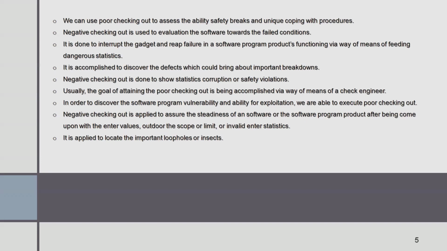It is done to interrupt the system and cause failure in software product functioning by feeding bad data. It is done to discover defects which could bring about major breakdowns. Negative testing is done to slow data corruption or security violations. Usually, the goal of negative testing is achieved by the test engineer. So here we are just verifying the username and password.